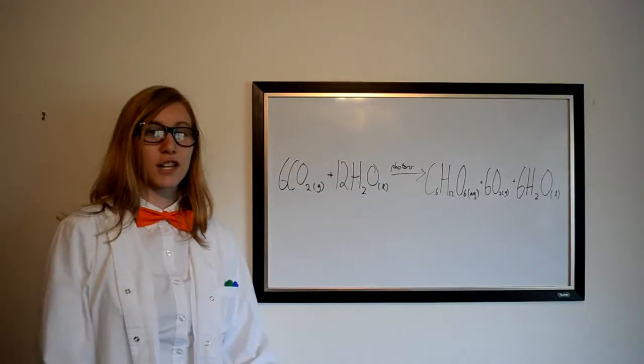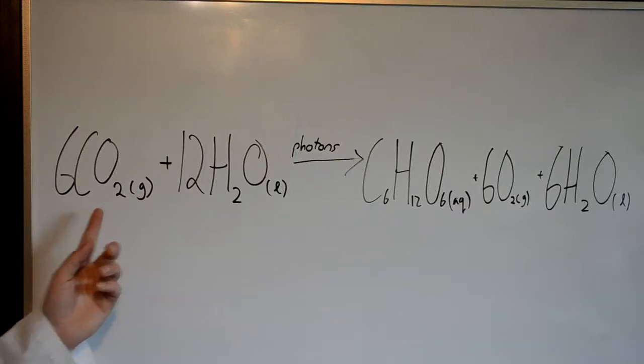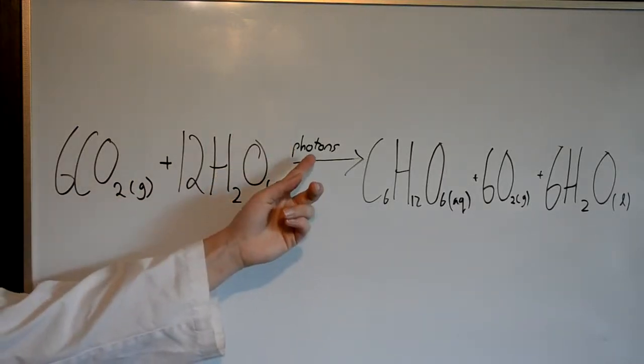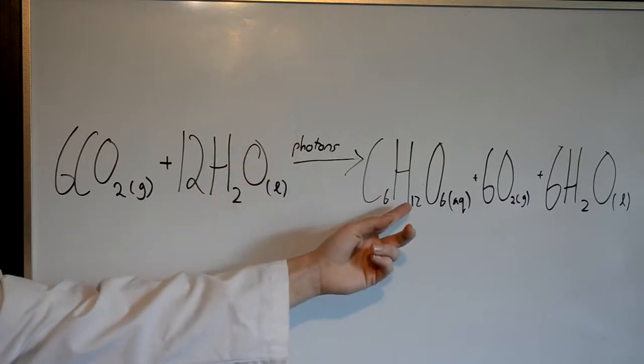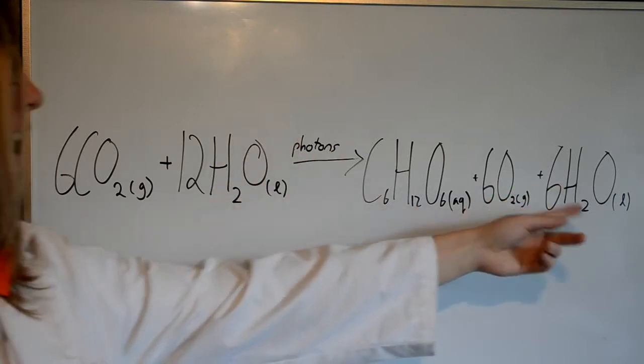This is the overall reaction for photosynthesis. Carbon dioxide, water, and energy in the form of photons from the sun yield glucose, a sugar, oxygen, and water.